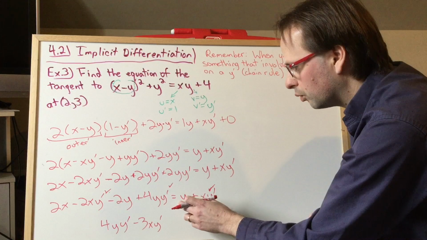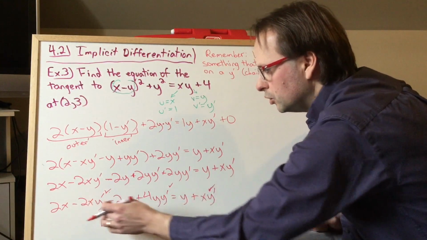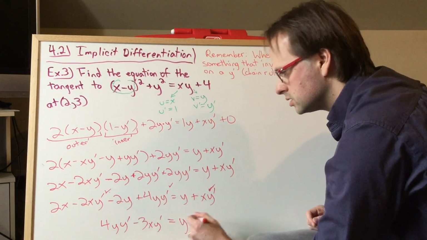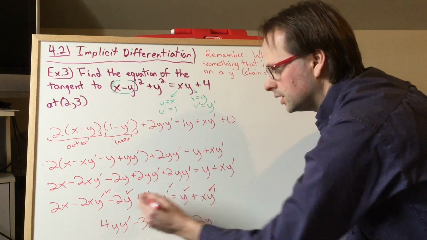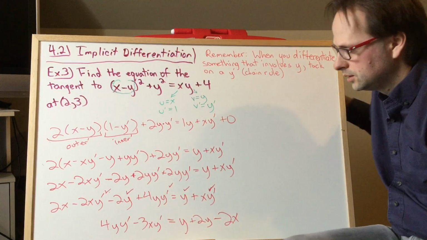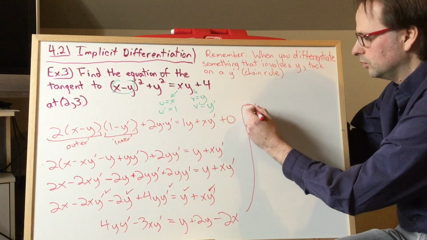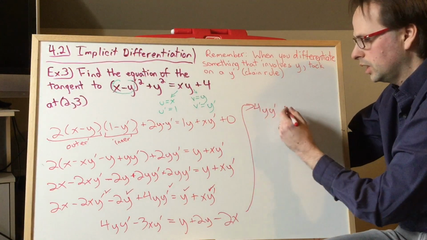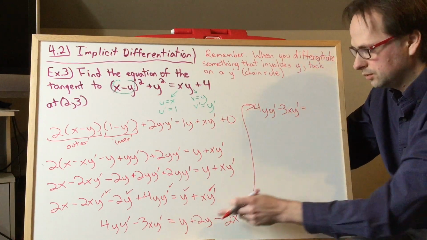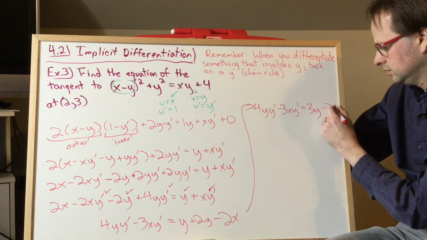I'm going to leave this y over here. And I'm going to move some of my other stuff over. So I'm going to add this 2y on. And I need to subtract 2x. Okay. So let's see what we've got. We've got 4y, y prime, minus 3x, y prime equals 3y minus 2x.